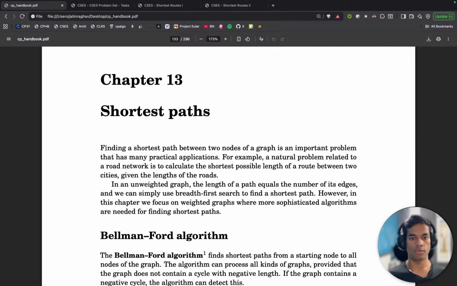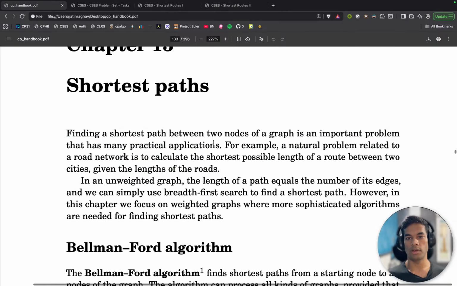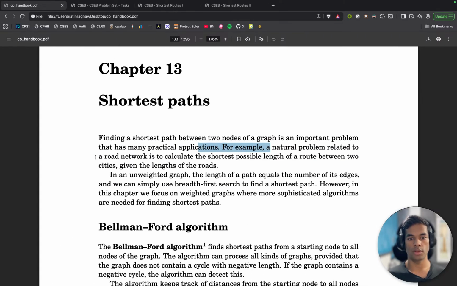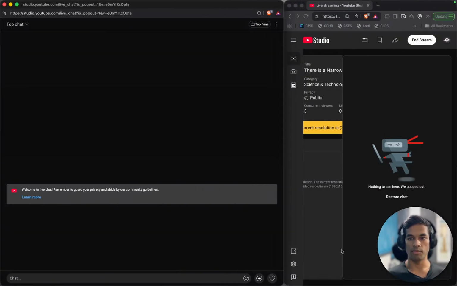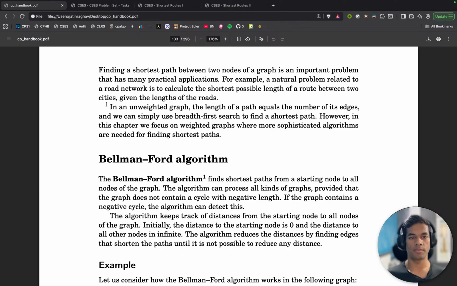Shortest paths. Finding a shortest path between two nodes of a graph is an important problem that has many practical applications. For example, a natural problem related to a road network is to calculate the shortest possible length of a route between two cities, given the lengths of the roads. And this is what Google Maps uses to find the best routes possible. And those routes sometimes go through a river or something. In an unweighted graph, the length of a path equals the number of its edges.